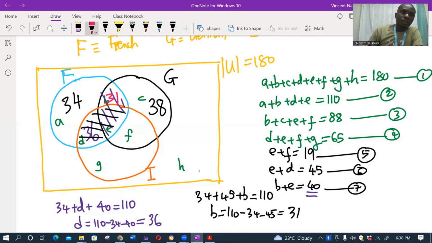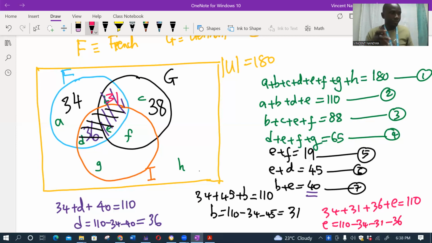So if this is 36, this is 34, this is 31, I can get E because the total should be still 110. So I say 34 plus 31 plus 36 plus E should be 110. So E will be 110 minus 34 minus 31 minus 36. So 110 minus 34 minus 31 minus 36 is 9. So E is 9.